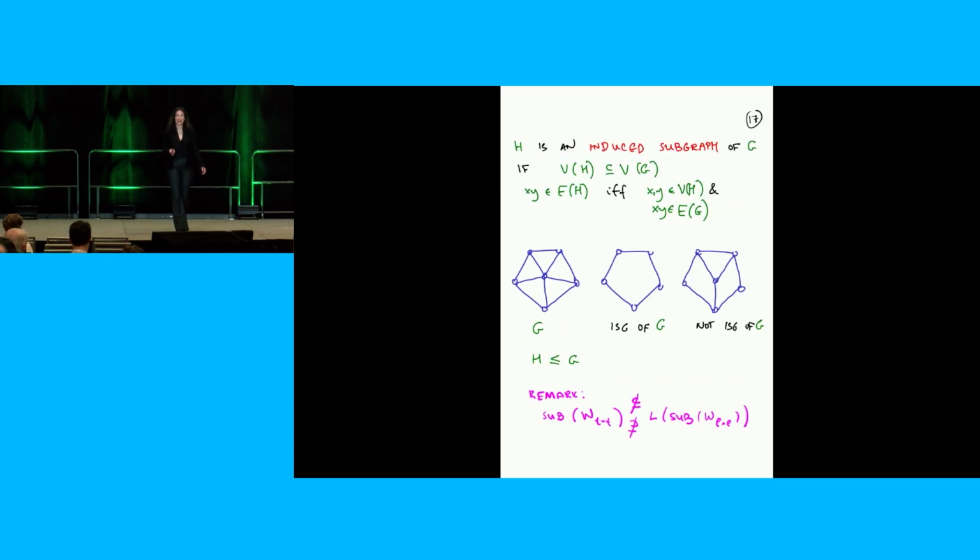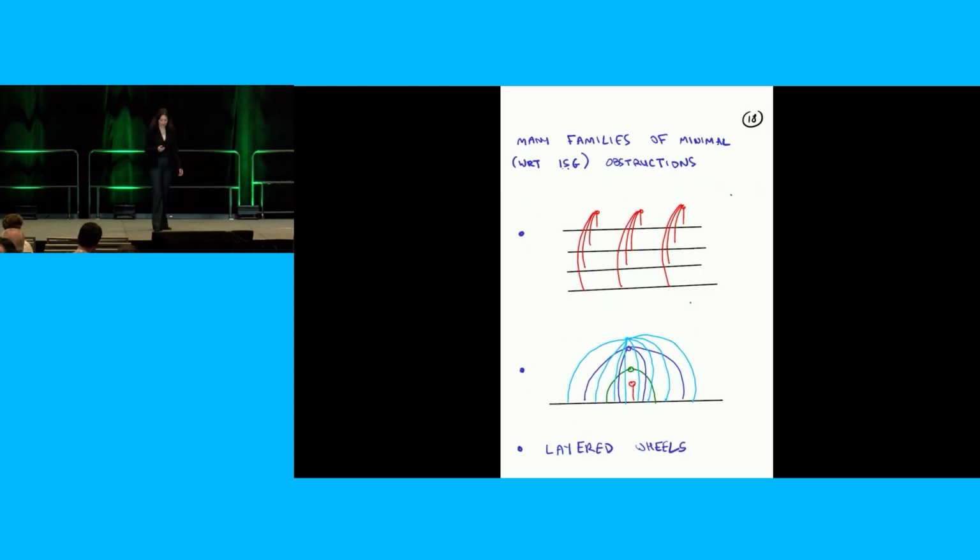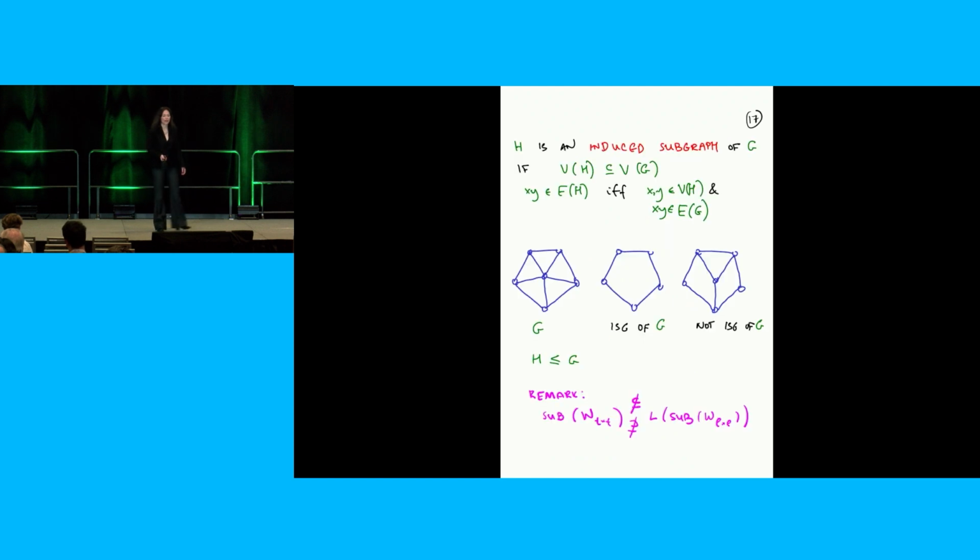Okay, so that means it's somehow much harder. Right? At least we already have 4 minimal families of abstractions. So that's what it says here at the bottom. But actually it turns out that for induced subgraphs, there are many more families of abstractions. And I'm going to show you some.